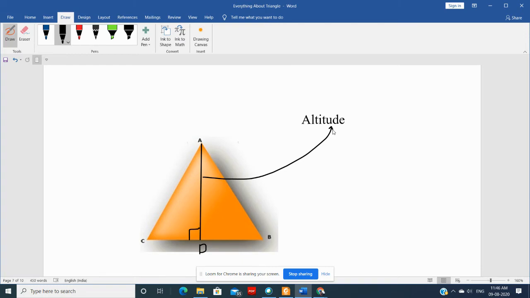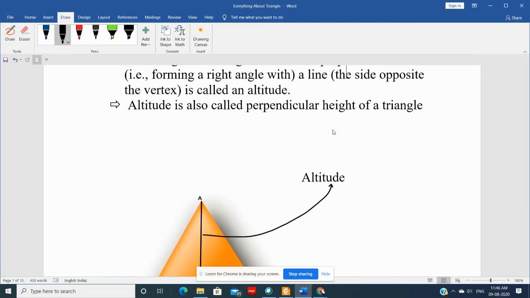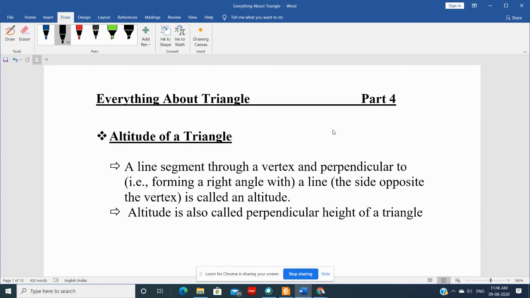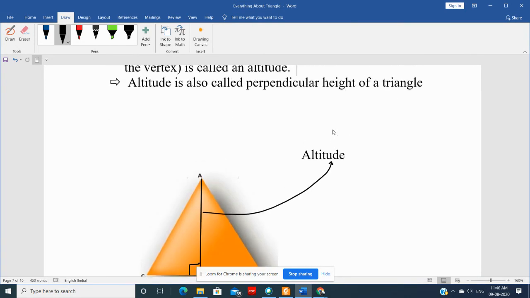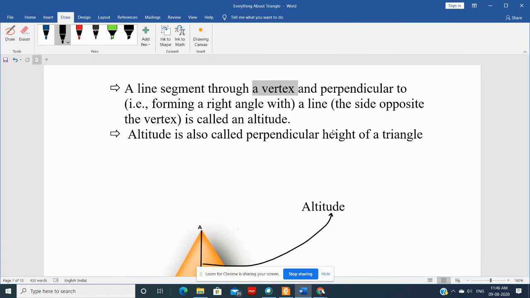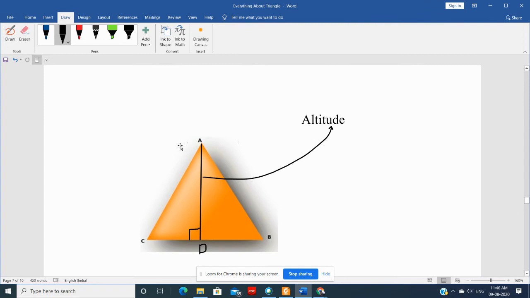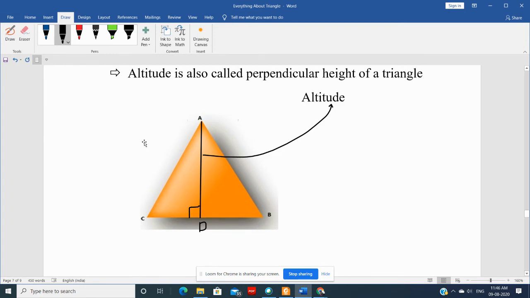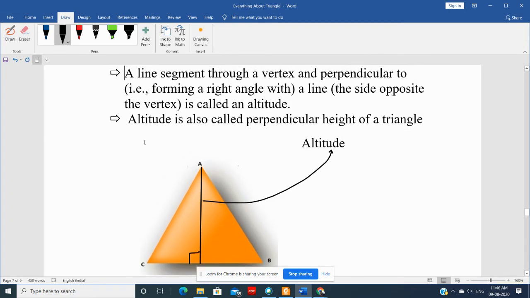And this is what we are going to discuss in today's topic. So this is our series, Everything About Triangle. This is part 4 of this series, and we are talking about the altitude of a triangle. Now let's discuss this further. A line segment through a vertex. If you noticed, I drew this line segment through this point, that is the vertex. A line segment through a vertex and perpendicular to a line.